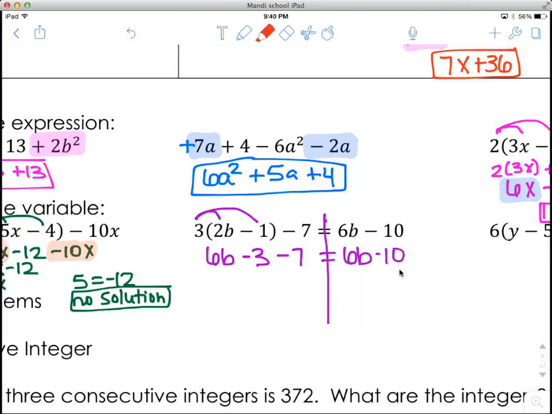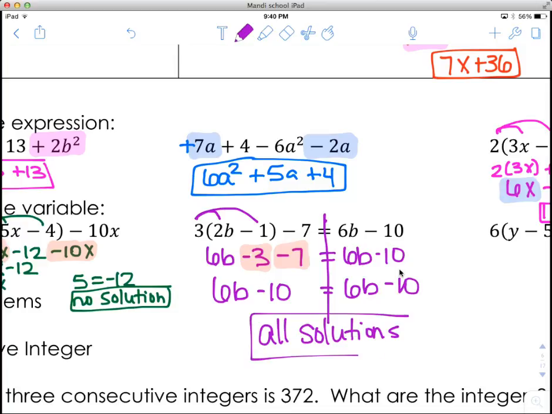Okay, so like terms, we have a negative 3 and a negative 7. Both of them do not have a variable. So 6b minus 10 equals 6b minus 10. Now you could go ahead and do letters to the left, but you should be able to look at this right now and realize that you have the same thing on both sides. And when you have the same thing on both sides, you can call it all solutions or infinitely many solutions.